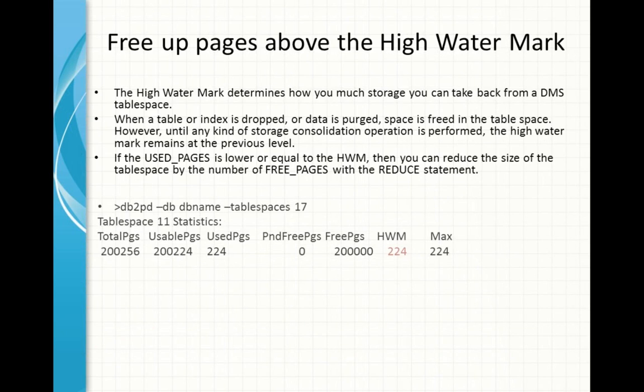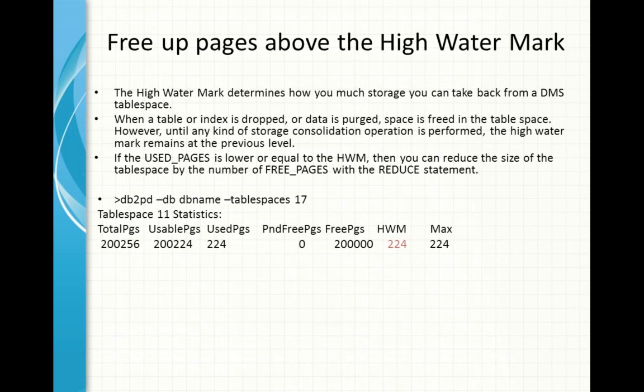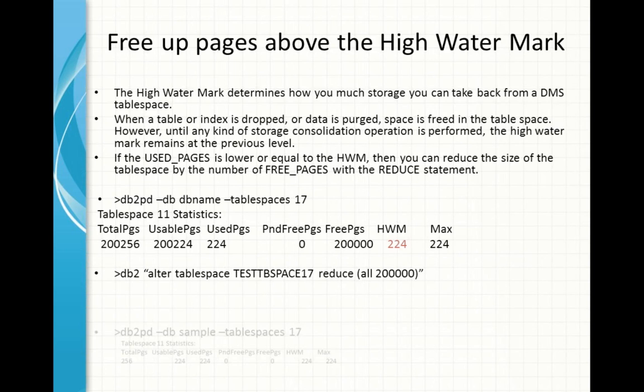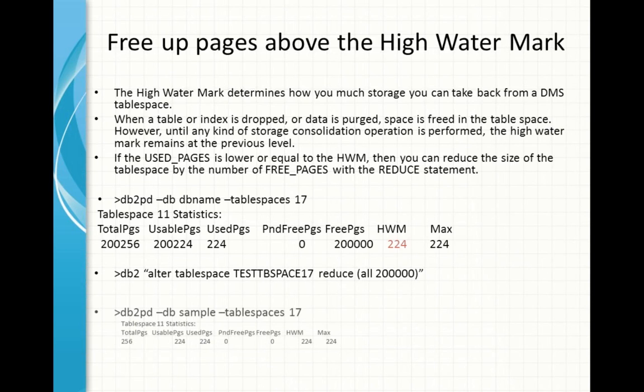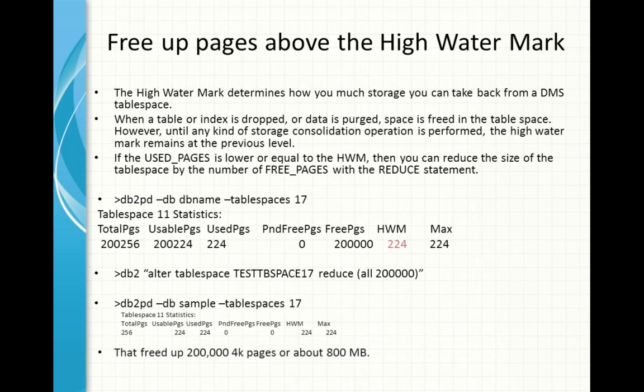So let's talk about how to free up pages above the high watermark. The high watermark determines how much storage you can take back from a DMS tablespace. When a table or index is dropped or data is purged, space is freed up in the tablespace. However, until any kind of storage consolidation operation is performed, the high watermark remains at the previous level. If the used pages is lower or equal to the high watermark, then you can easily reduce the size of the tablespace by the number of free pages.